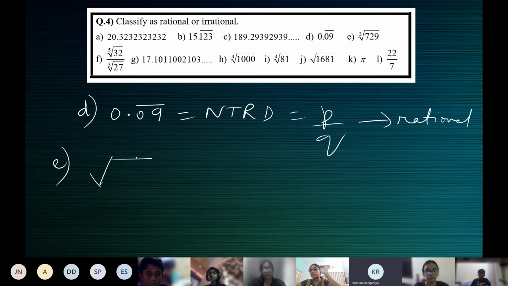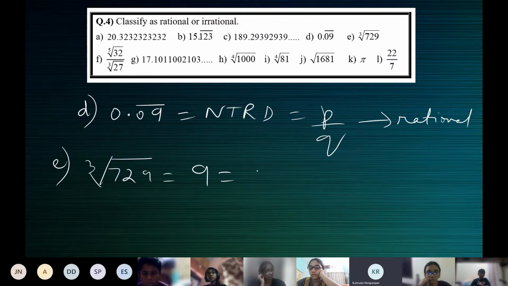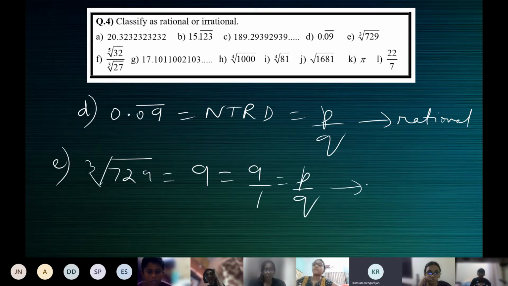What's the value of cube root of 729? 9, ma'am. Cube root of 729 is 9. And what is 9? 9 by 1. Is it p by q? Yes. So it's a rational number. Cube root of 729 is 9, and 9 is 9 by 1. P by q form. So it's a rational number.